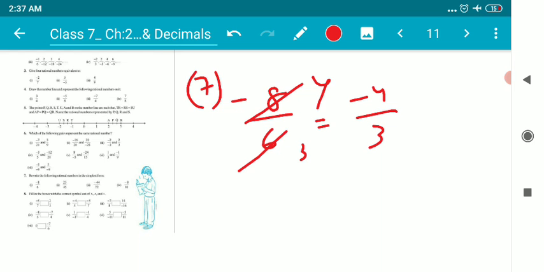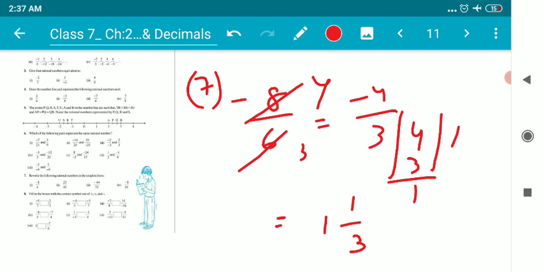Now, if you want, you can convert it to a mixed fraction. Divide 4 by 3. 3 ones are 3, and the remainder will be 1. So the answer is 1 1 by 3, but as there is a minus sign, the answer will be minus 1 1 by 3. So this is how we can reduce any number into the simplest form. Now children, I want you to understand this one.